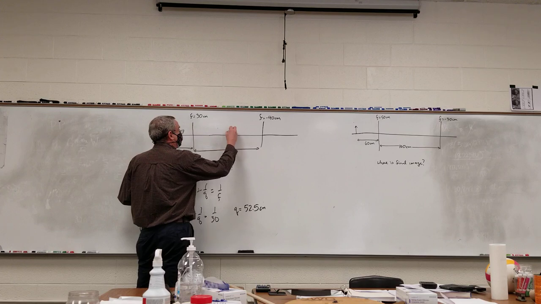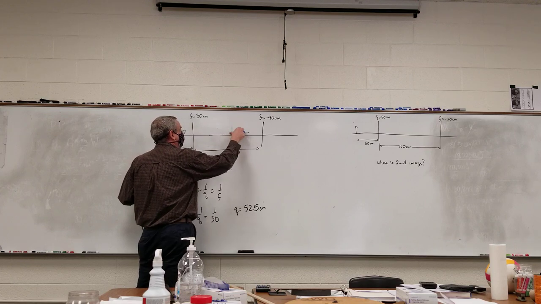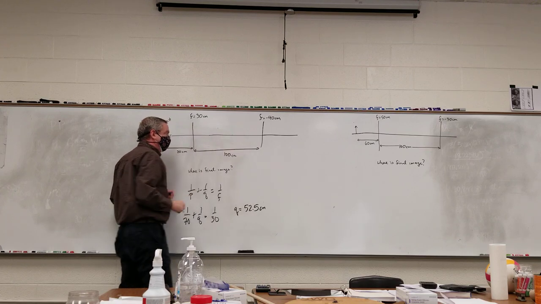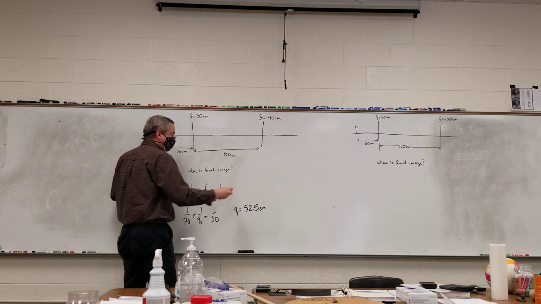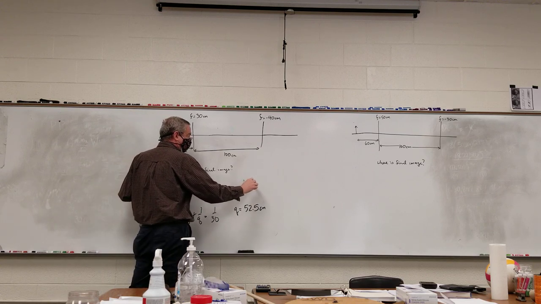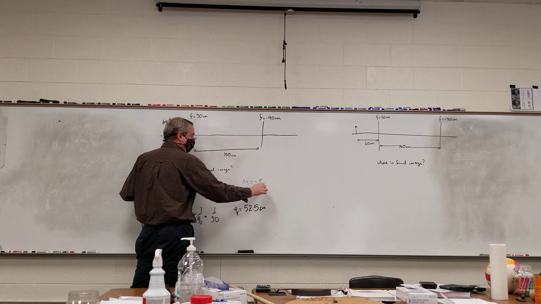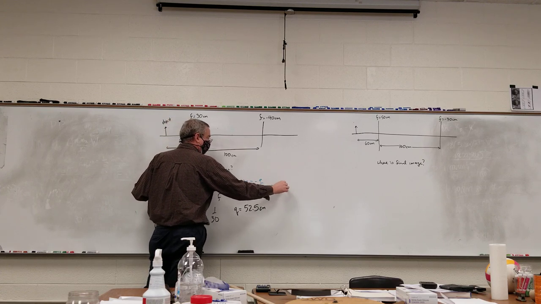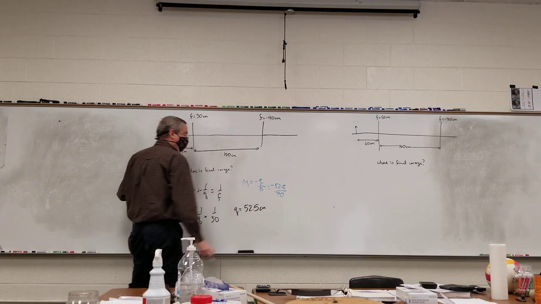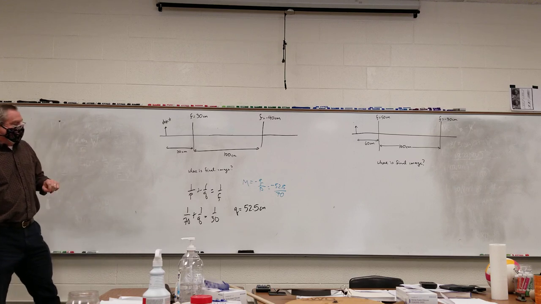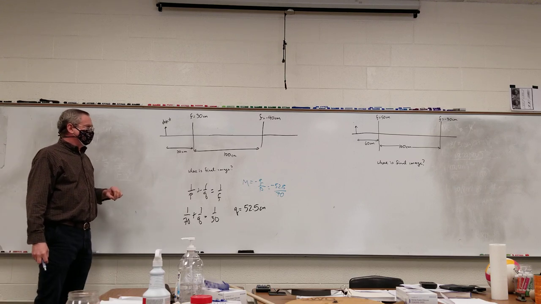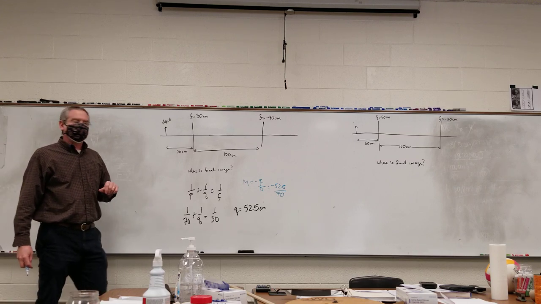And so we have an image somewhere in the middle here. It's going to be inverted. My magnification is negative Q over P, so negative 52.5 over 70, which is somewhere around negative 0.75.